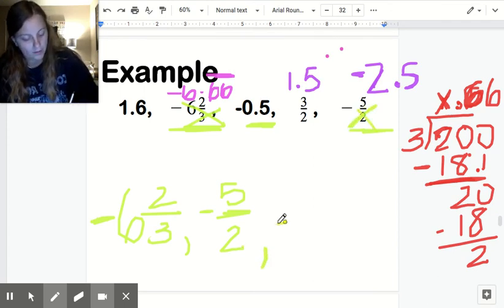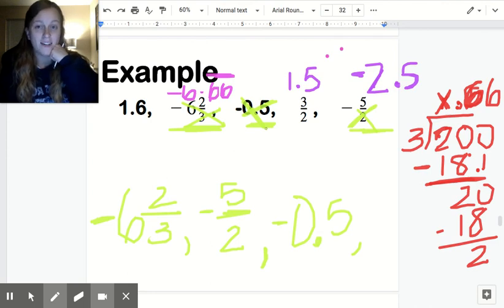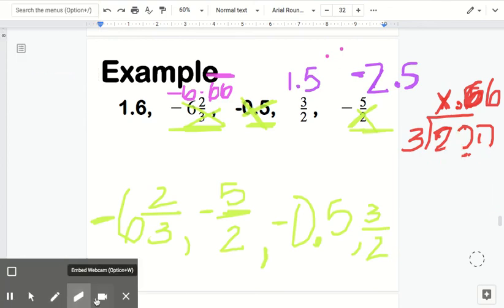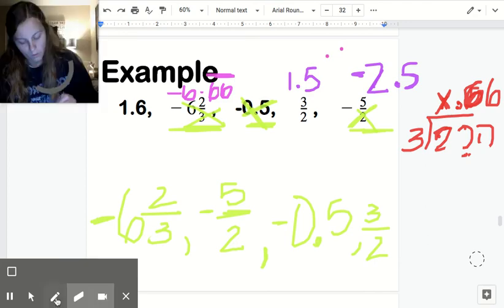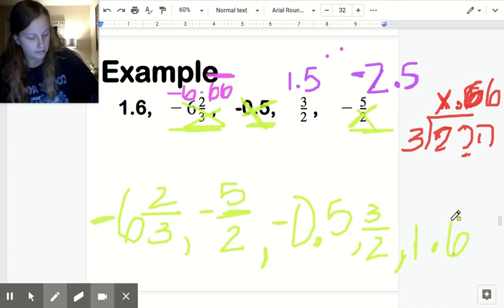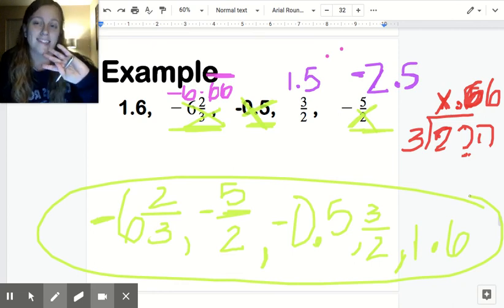Now I've got -0.5. Now I can move on to my positive 1.6 or 1.5. Well, 1.5 is smaller, so that's really 3/2. Which is going to give us our final and biggest number there, 1.6. So there's our final order. As you can see, remember I wrote it as the original form. So even though I changed 3/2 to 1.5 to help me, when I wrote it in my answer, I kept it as 3/2.